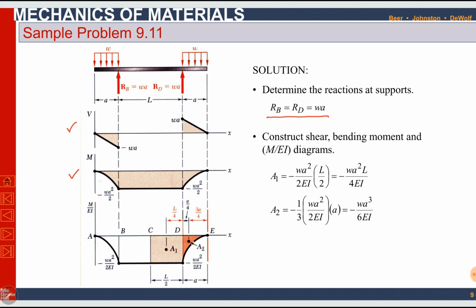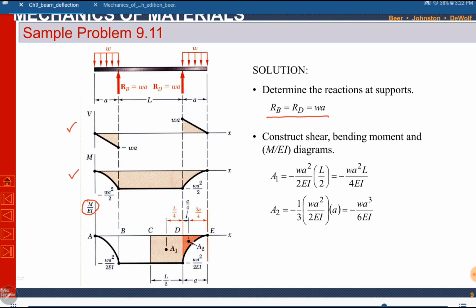The same moment diagram can be replotted for M over EI values. Just these values are divided by EI. Rest of the diagram is same. Here in moment diagram, it is WA square over 2. So here it will be WA square over 2 EI. Similarly, all other values will be divided over EI only. Okay.